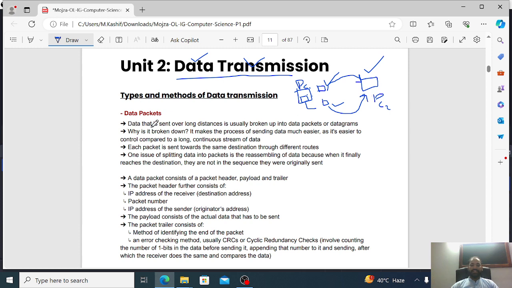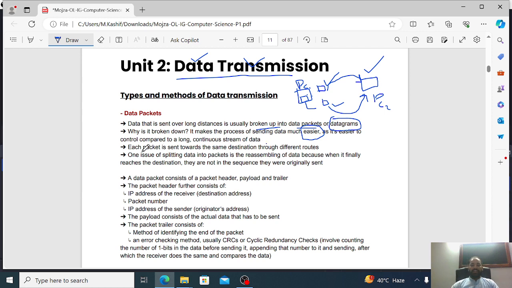So what is a data packet? The data that is sent over a long distance is broken up into data packets. Data packets are also called datagrams. So why is it broken? The next question that comes to our mind is, why is it broken down? The answer is for the easier transferring of data. It is easier to control compared to a long continuous stream of data.